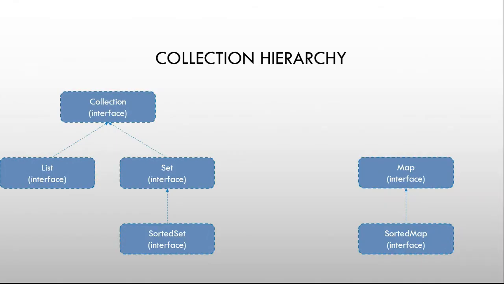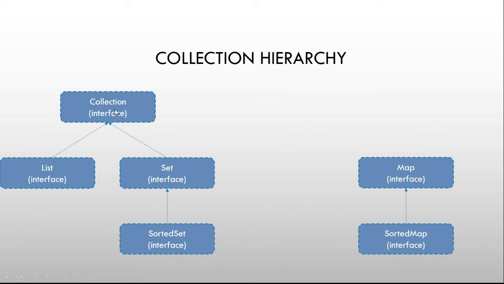So here is the collection hierarchy. At the top we have the collection interface. We have another two interfaces, the list interface and the set interface, inheriting the same collection interface. You can again see there is a map interface which does not inherit the collection interface, but still it's part of the collection framework.